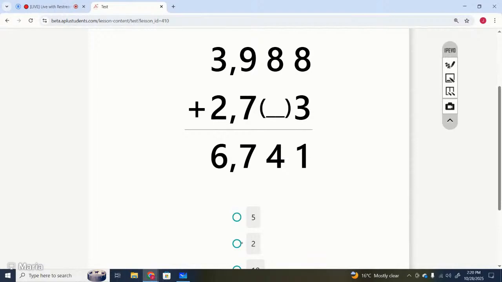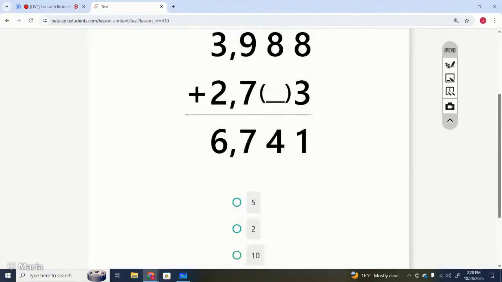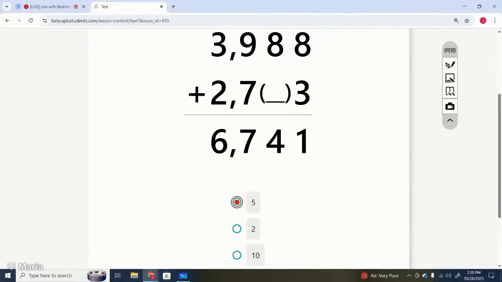8 plus 3 is 11, right? 1 and carry 1. 8 plus 1 is 9. Look at the options, right? 9 plus 5 is 14, so the missing one is 5.